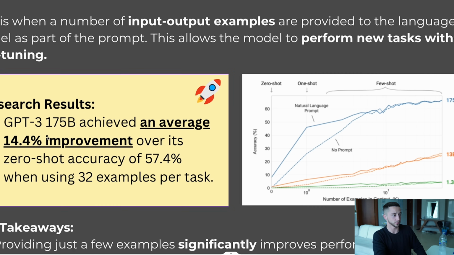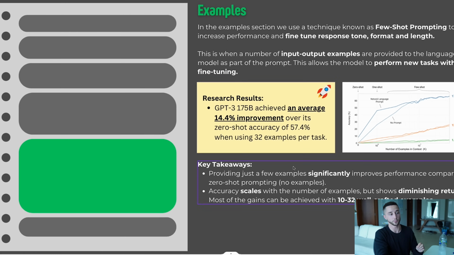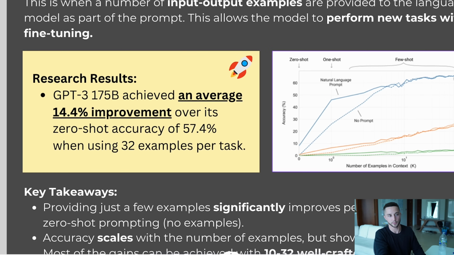So the research result is that GPT-3, 175 billion parameters, achieved an average 14.4% improvement over its zero-shot accuracy of 57.4 when using 32 examples per task. So that's way up here, and using a lot of them, it kind of crept its way up.